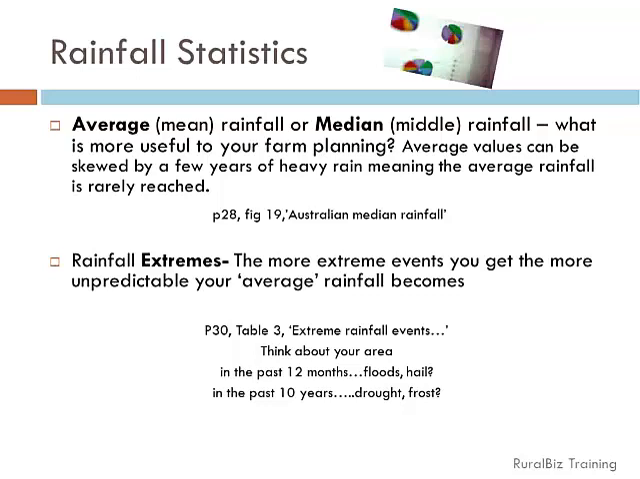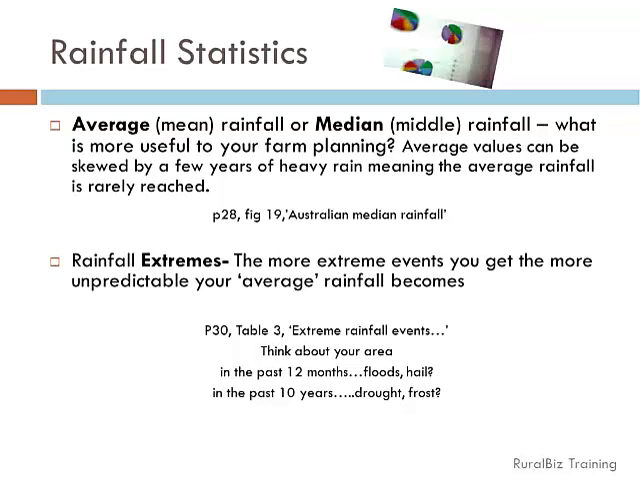Here in Coffs Harbour, somebody said just recently we got 150 millimetres of rain in one night, and I said that's a lot. But those of us who live in Coffs Harbour know that that's not particularly unusual for us. To get 150 millimetres, 6 inches in the old money, in one night is not a particularly extreme event. Whereas if that occurred in other places, it would be classified as very extreme. Now, the more extreme events you get, the more unpredictable your average becomes.